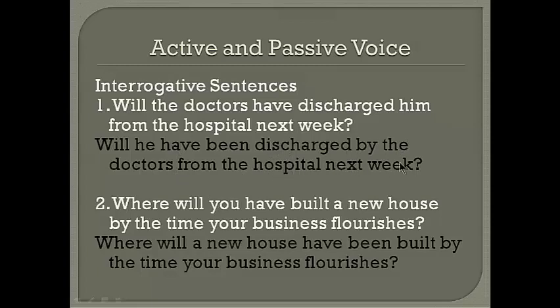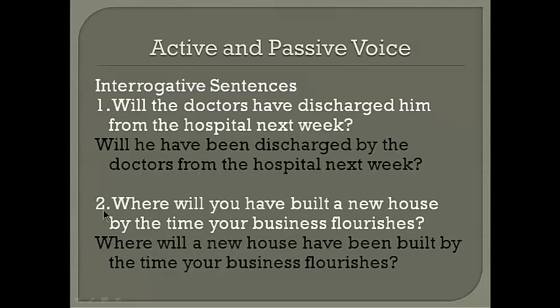Here you guys must take one thing into your consideration, please. Whenever we have "will," we should have "have" in the sentence, not "has." Don't think that, as in the present perfect tense affirmative sentences where we have "has" after "he," this is the case in future perfect tense. Please, will he have been discharged by the doctors from the hospital next week?